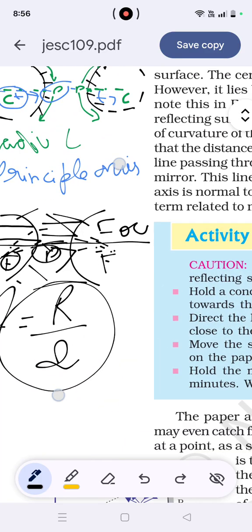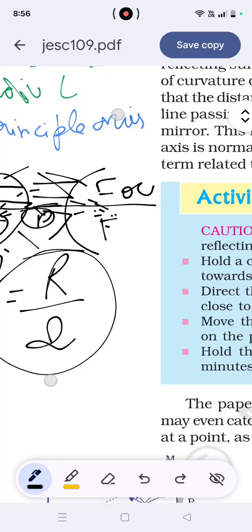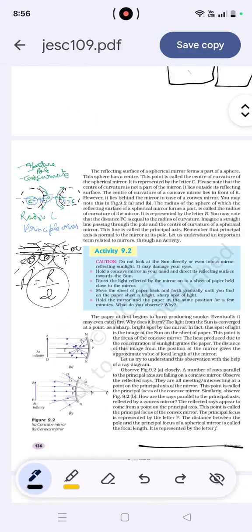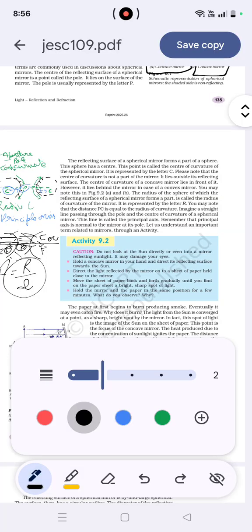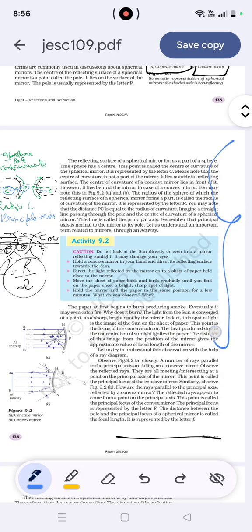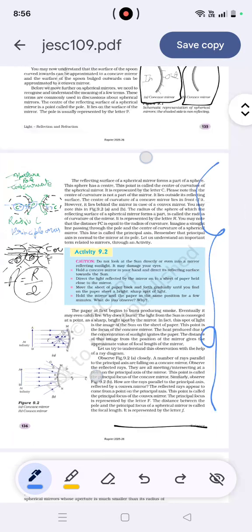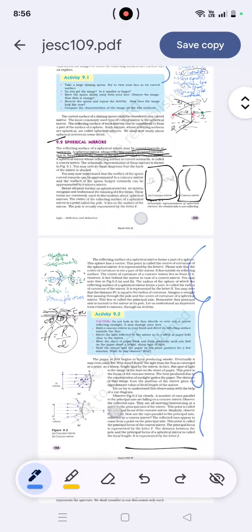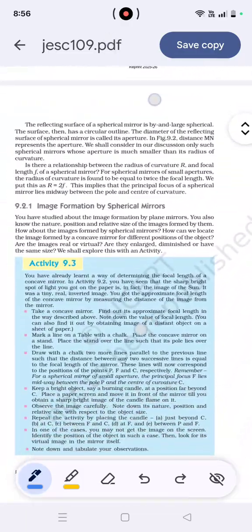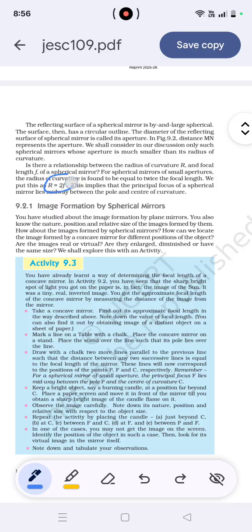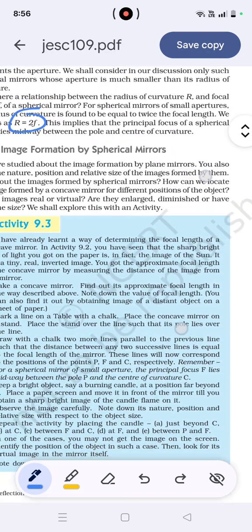This is what is given in this particular part. Okay, now let's go to image formation. This is the last part. Now let's go to the image formation by spherical mirrors.